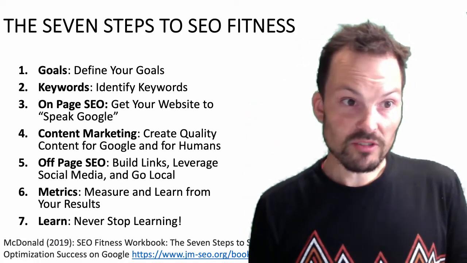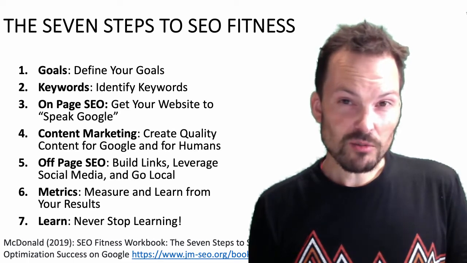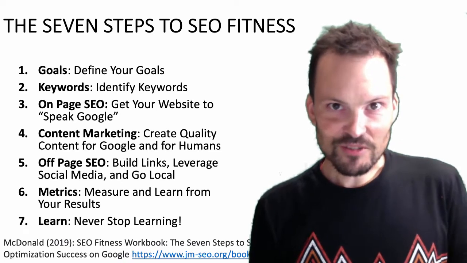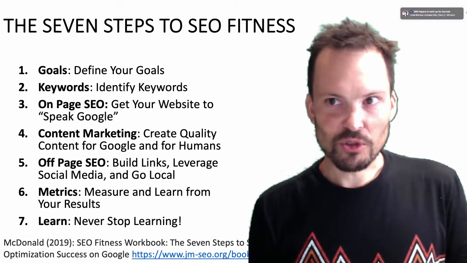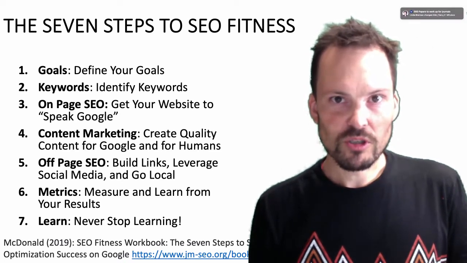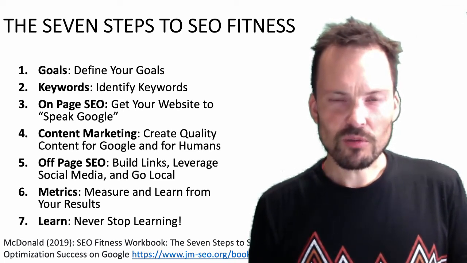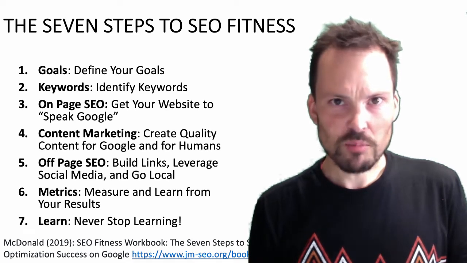Jason McDonald looks at 7 steps, and as with everything else in marketing, it starts with strategy. It starts with actually defining your goals. What is it that you're trying to achieve? So you need to look at your website and ask, what is it that we're actually trying to get people to do?